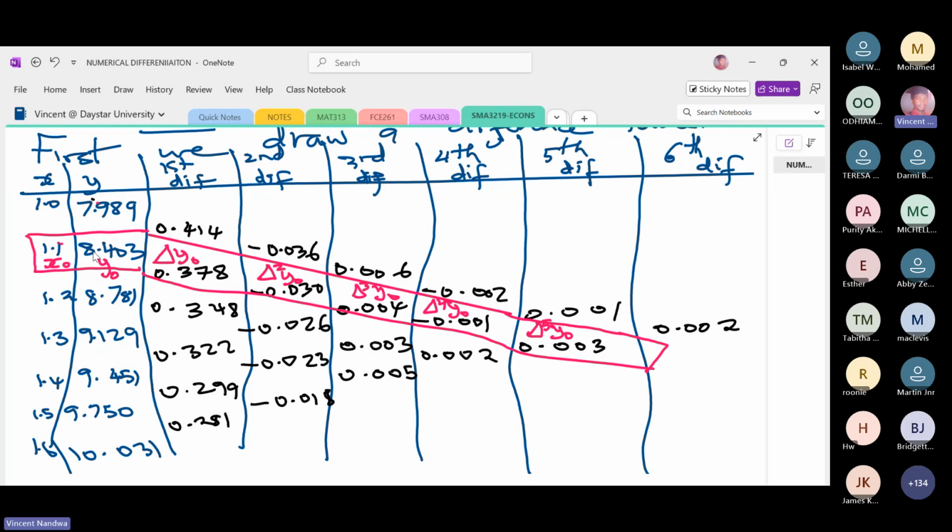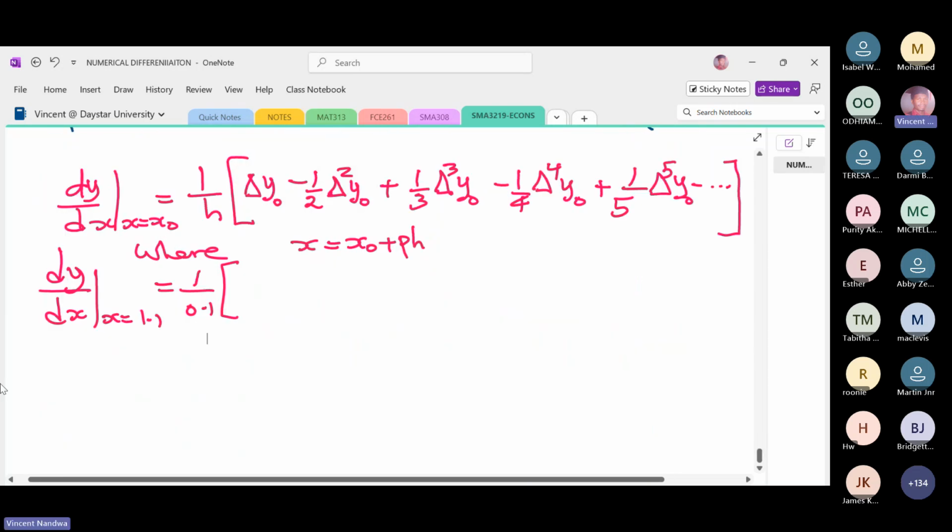The way we have identified that diagonal, what do you replace for the first forward difference of y naught? 0.378. This number here. Remember, this is y naught, not the forward difference of y naught. So these differences are starting from here. So this is the number we are picking, the first forward difference of y naught.